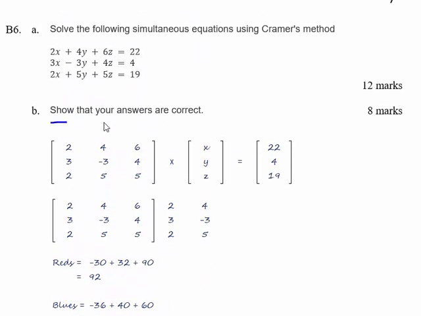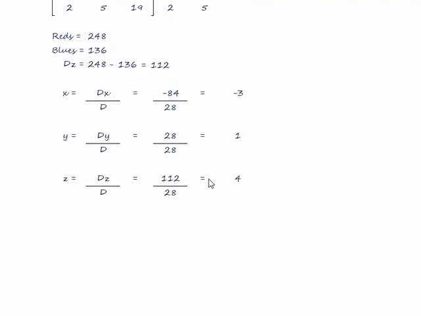Part B says, show that your answers are correct. Well, the way to do that is to put our answers into any one of these equations and make sure that the values add up to whatever it is on the right hand side. So I'm going to take the first equation.